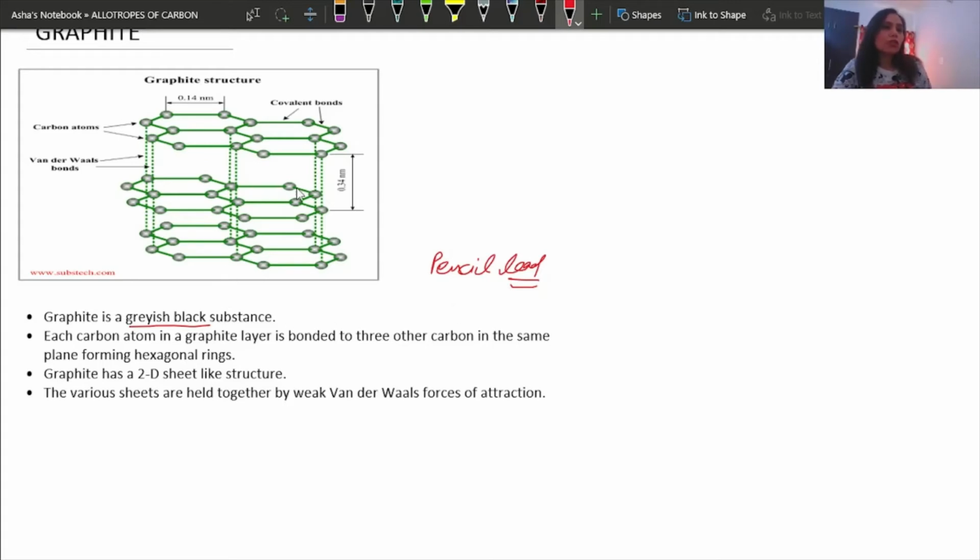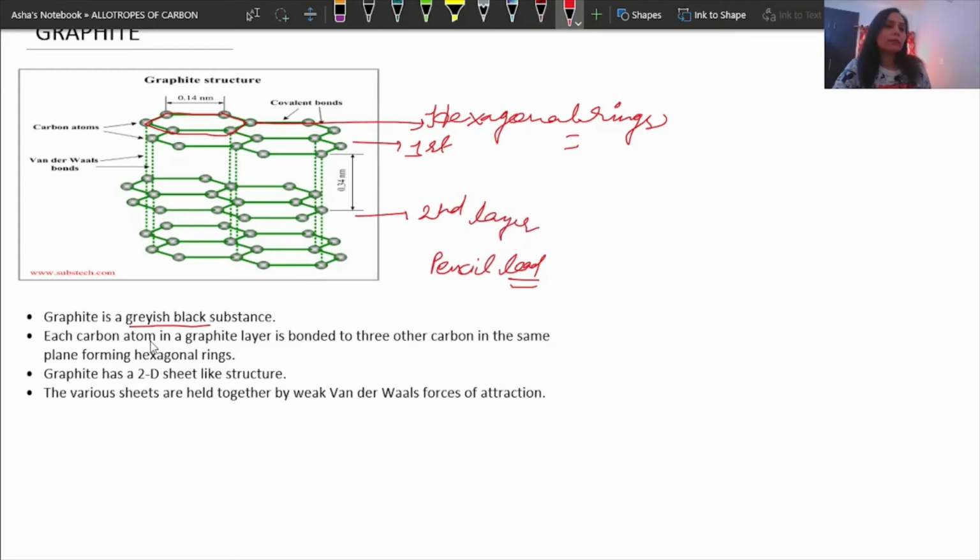Now if you see the structure of graphite, the carbon atoms are arranged in a hexagonal ring. This is a hexagon, see this one. This is a hexagonal ring. So carbon atoms are arranged in a hexagonal array of rings. And they are arranged in sheets, like this is the first layer, you can say from this diagram, and this is the second layer or another layer. So each carbon atom in graphite is bonded to 3 other carbon atoms in the same plane, forming hexagonal rings.